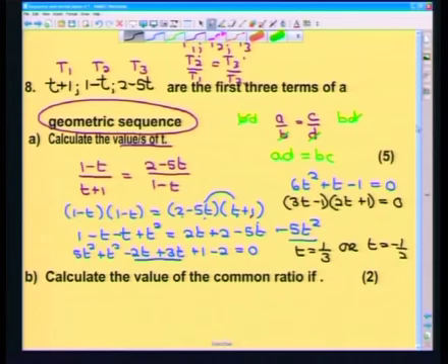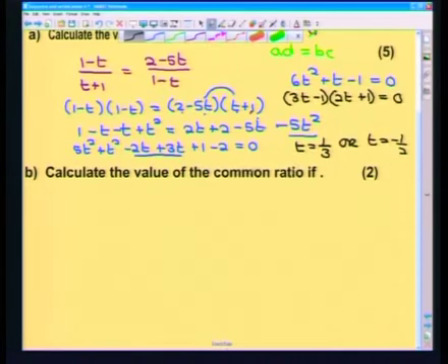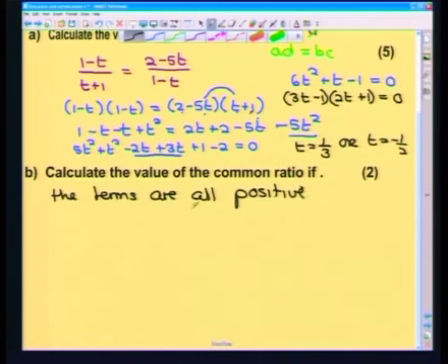Right, going back to the question, it doesn't say anything at all about whether these terms are all positive or these are all negative. So in that case, we have to work with both. And I think what I was going to do over here is calculate the value of the common ratio if the terms are all positive. However, if I hadn't put that stipulation in, you would have done both of them.